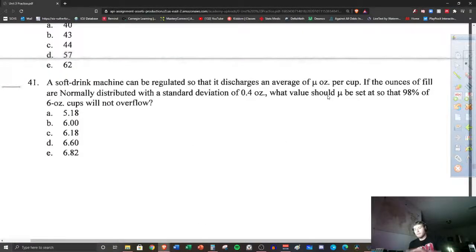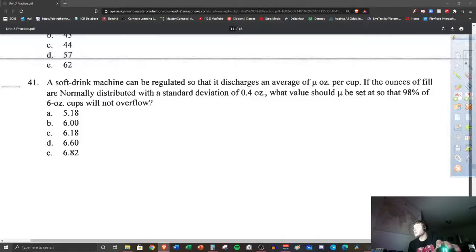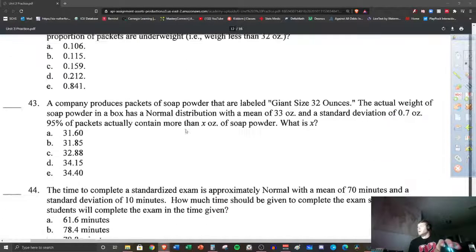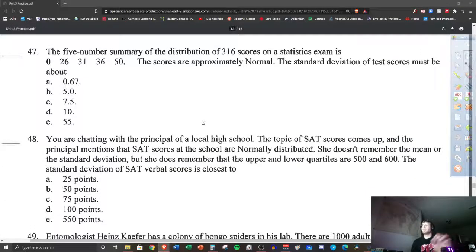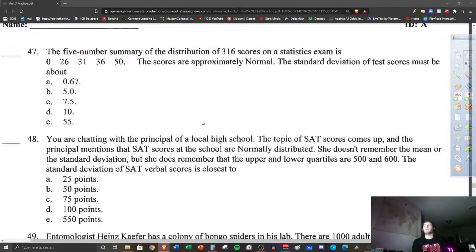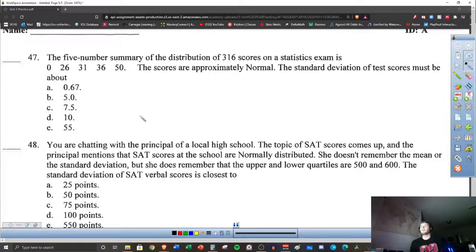All right, we have 2 more questions we're going to look at. So let's go to 47. We have the 5-number summary of the distribution of 316 scores on a statistics exam. It gives us 0, 26, 31, 36, and 50. So we had to remember what a 5-number summary is. It's going to be helpful. The scores are approximately normal. The standard deviation of the scores must be about... So we're going to think through this.